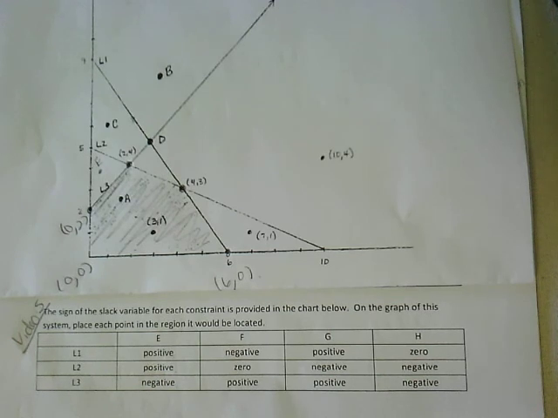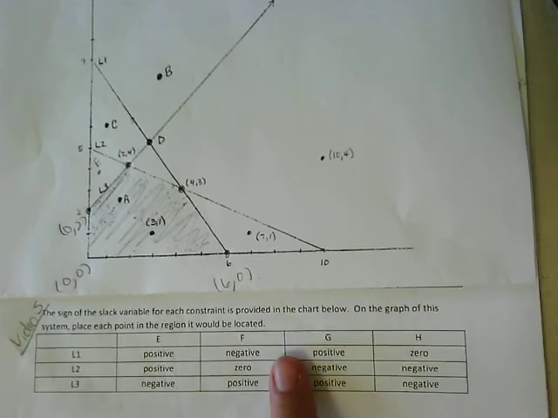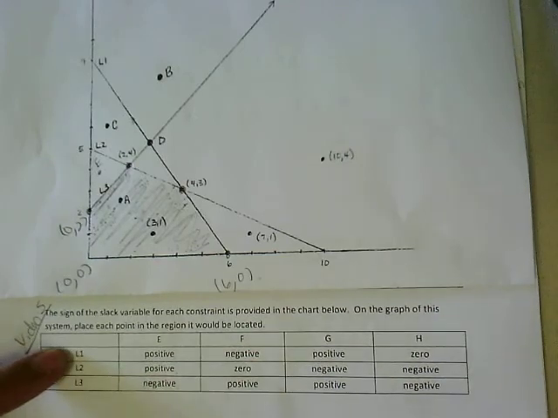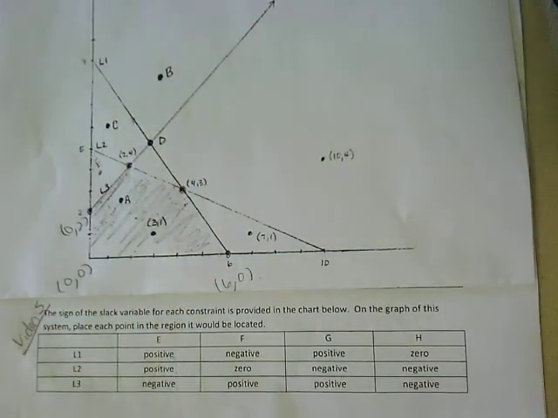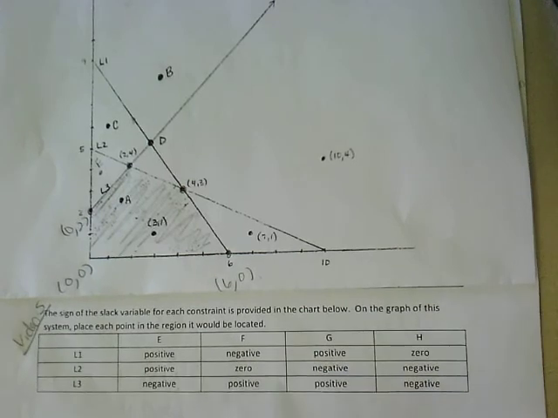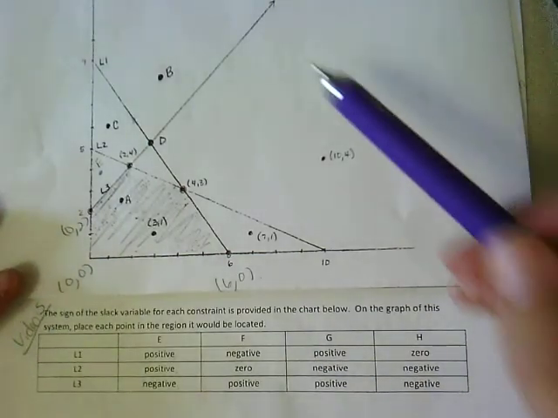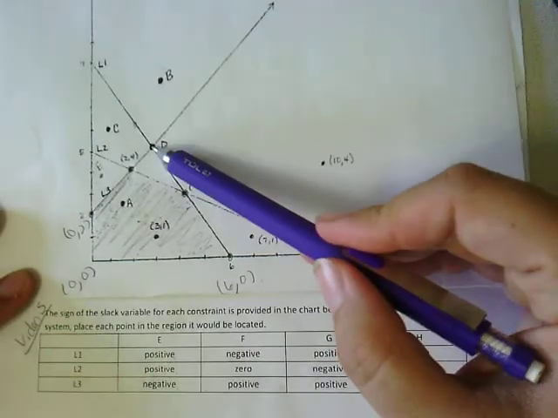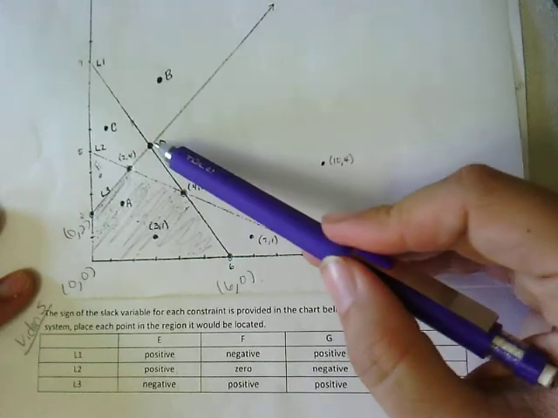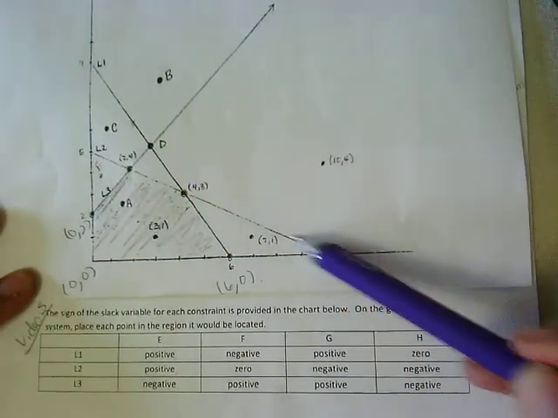Alright? F here says that I have a negative slack variable for line 1. That means that I am actually above line 1 somewhere because it's not meeting that requirement of being below line 1. Alright? It is 0 for line 2. That means it is on line 2. That means if I am above line 1 and also on line 2, that means that I am in here, right?